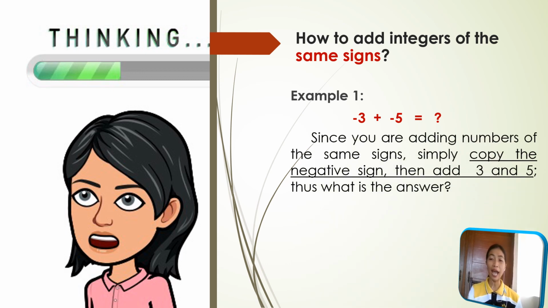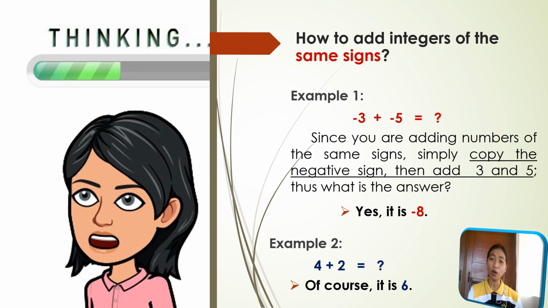Now, since you are adding numbers of the same signs, simply copy the negative sign and add 3 and 5. Okay, these are the absolute values of negative 3 and negative 5: 3 and 5. Thus, what is the answer? Yes, it is negative 8. Example number 2. 4 plus 2. Of course, there's no difficulty here since both are positive, and we are used to this, okay? So, 4 plus 2, of course, it is 6, okay?